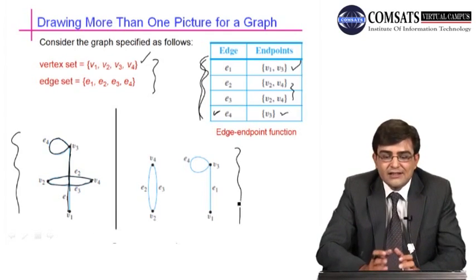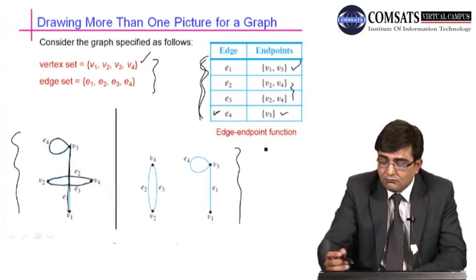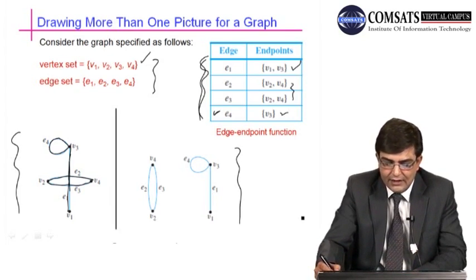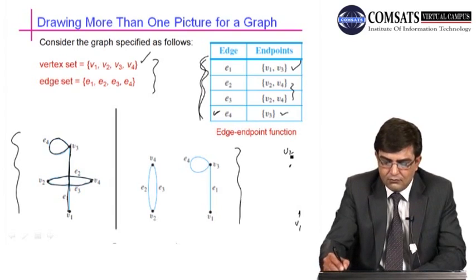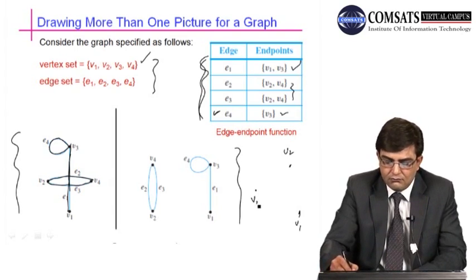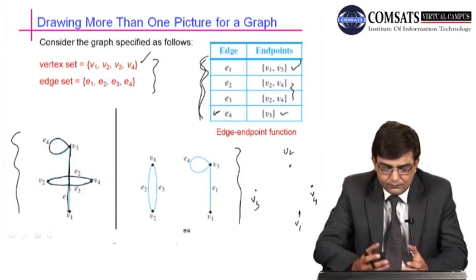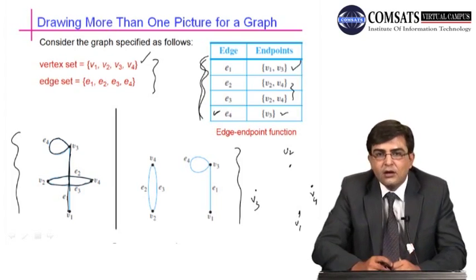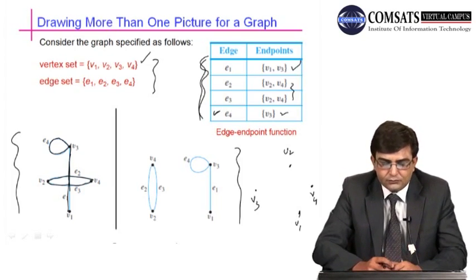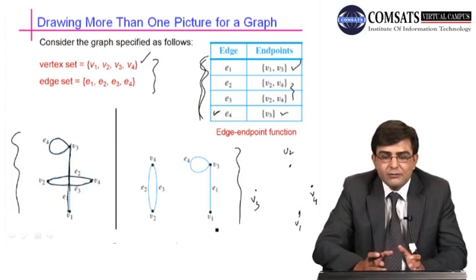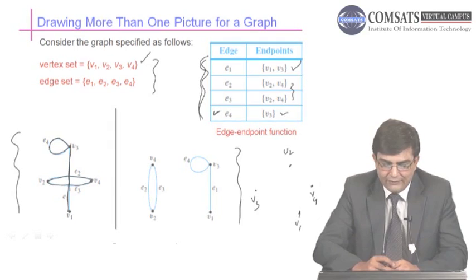So using the same information, again, if we change the position of the vertices, for example like this, if we put V1 here, V2 here, V3 here, V4 here, then again the orientation or appearance of the graph will be changed. So using the same information we can draw more than one picture of a graph.